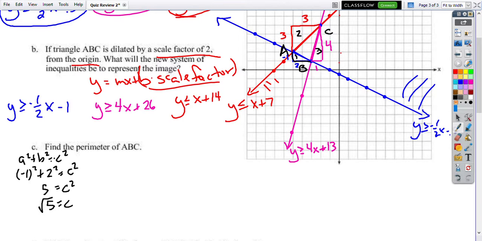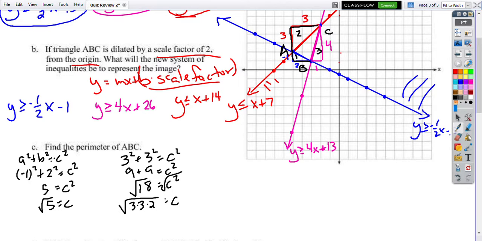Okay. Second triangle, we're going to go up 3 and over 3. So 3 squared plus 3 squared is equal to c squared. This is 9 plus 9, which is 18. And if we were to simplify, this would turn into 3, 3, and 2. And so we would take out our set of 3's, and this would be 3 radical 2. If we had to simplify, that's what it would be. If it didn't say, I would leave it as a square root of 18, because that's the easiest.